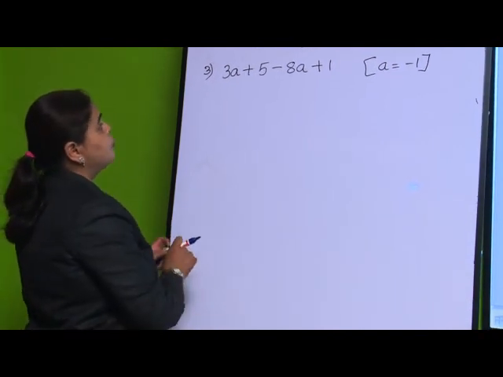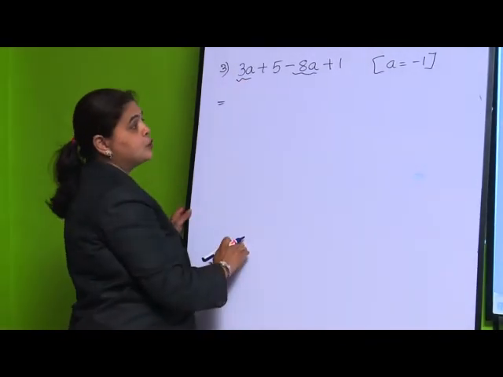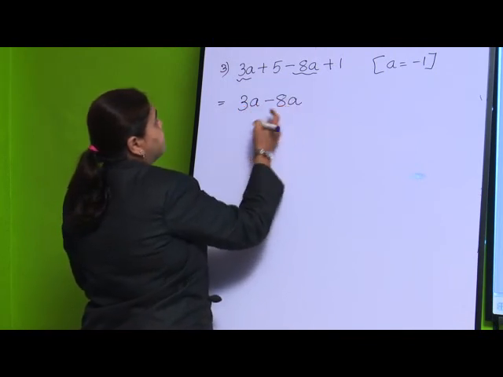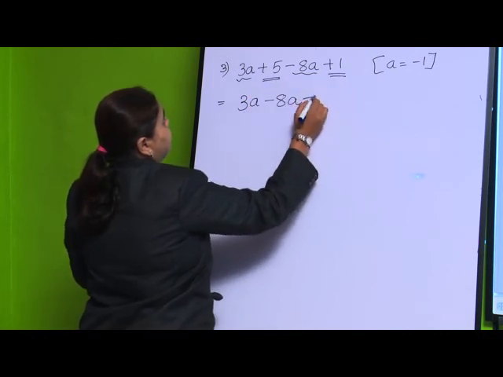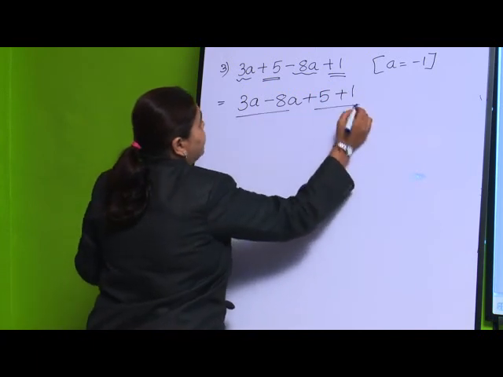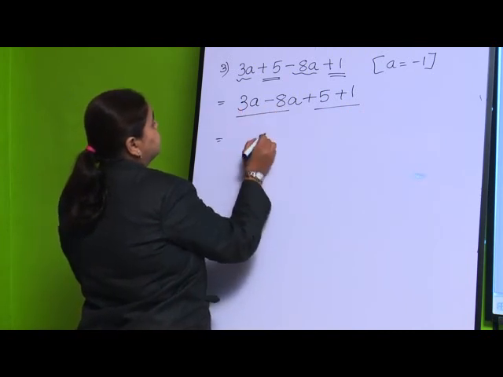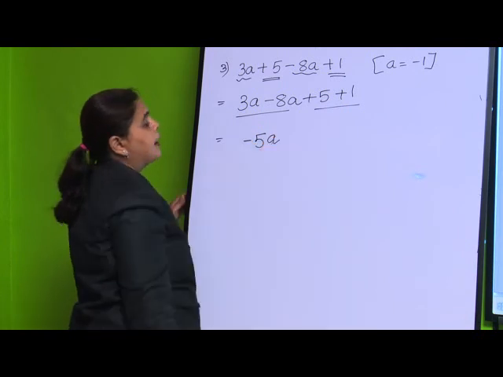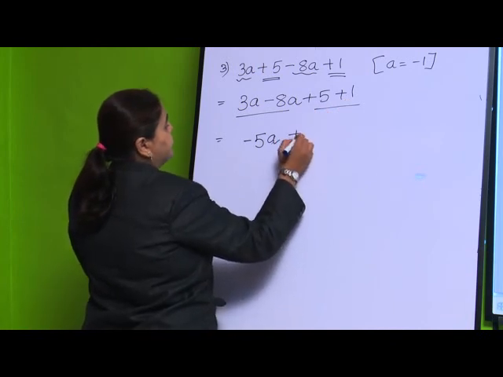So, we first have to find the like terms. We will write together the like terms as 3a minus 8a. Then what are the numerical terms? These are the numerical terms, so we write plus 5 plus 1. You can solve this. 8 minus 3 is 5, but the greater number is minus, so we write minus 5a. Now, plus 5 plus 1 is plus 6.